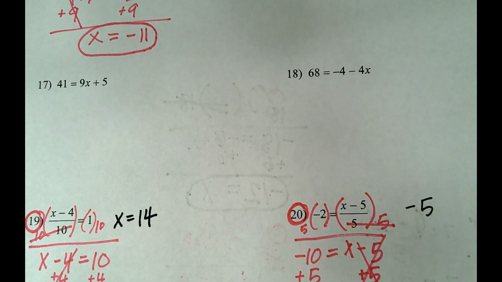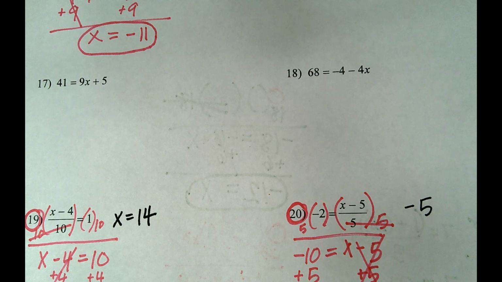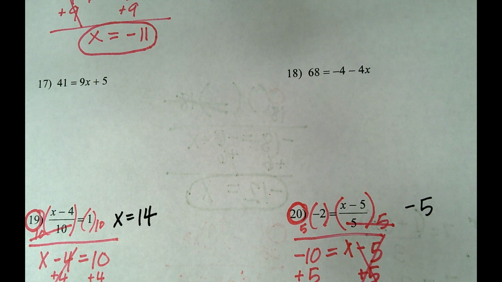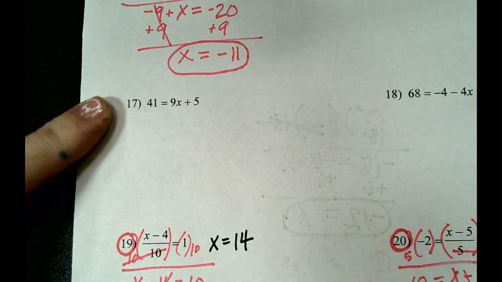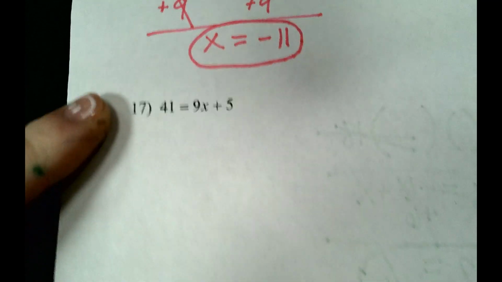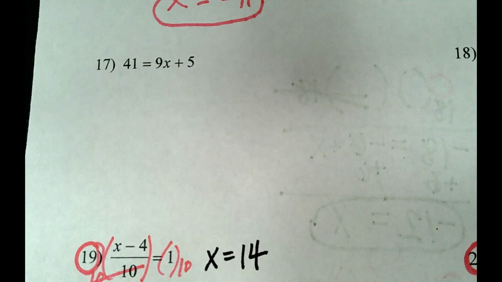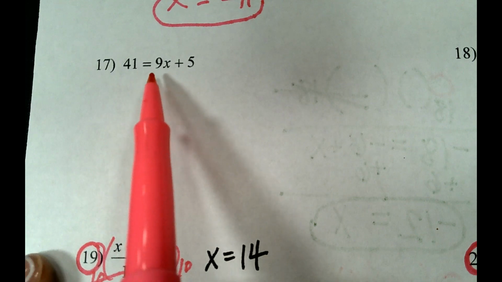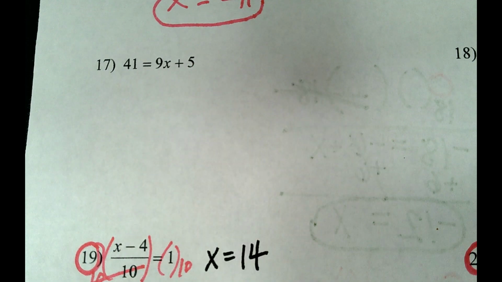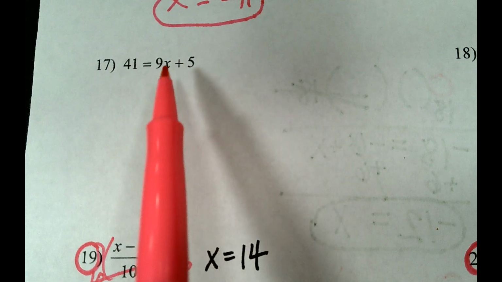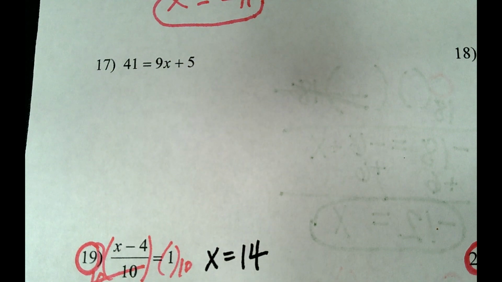But let's just make sure, before I give you an exit ticket, that we know what to do on one that isn't a fraction. Let's look at number 17. This one's different. 41 equals 9 times x plus 5. It's good trying to get x by itself, right? I am always trying to get that x by itself.